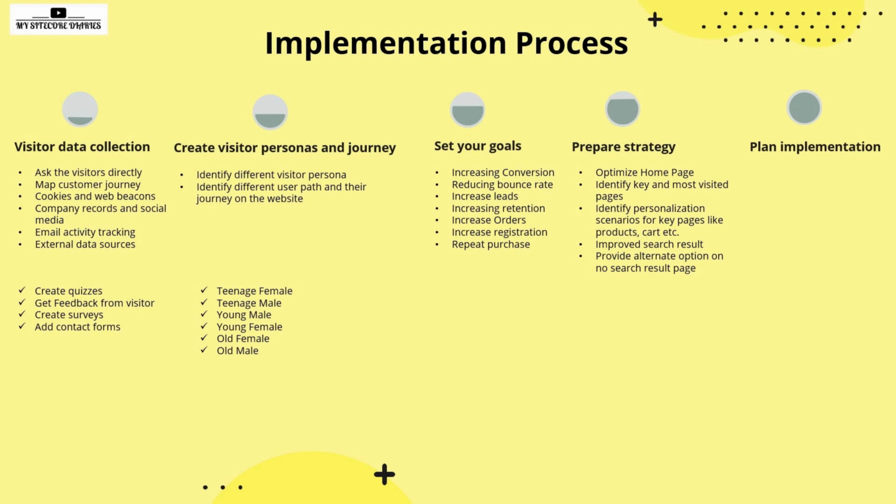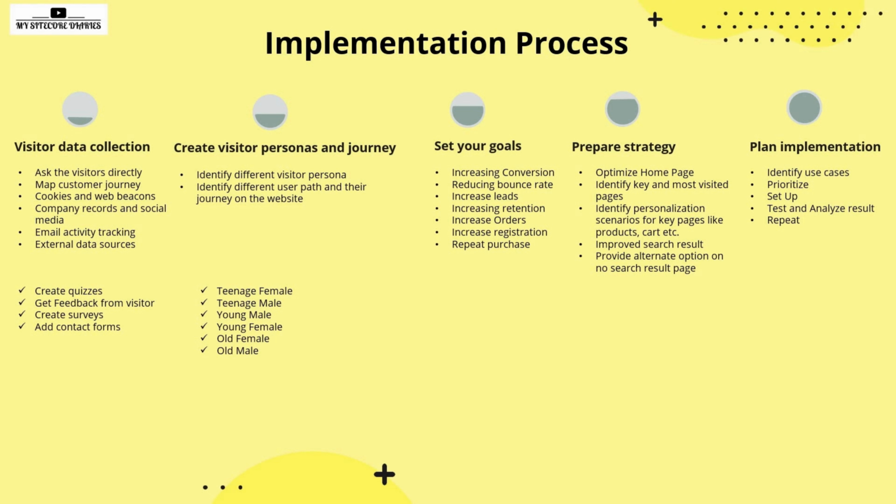Then the plan, the implementation. The last stage is how you are planning to implement this strategy. If you say optimize the home page, how will you do that? First of all, you identify the use cases, then you prioritize them, then you set up how you can do it. Depending on the technology of your website, there can be different ways to set up the personalization. So identify those methods and set them up.